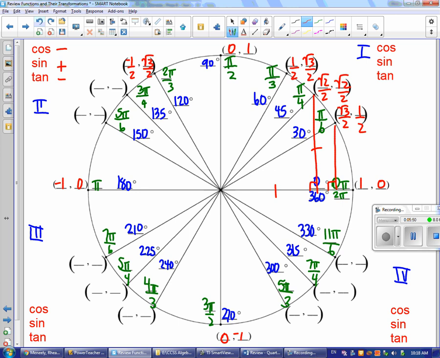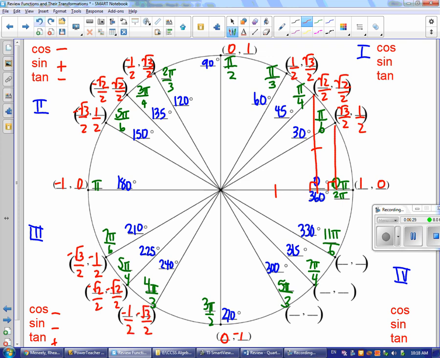My pi over 4s, again, it's going to be negative square root of 2 over 2, positive square root of 2 over 2. My pi over 6s, it's going to be negative square root of 3 over 2 and positive 1/2. When I drop down to quadrant 3, the cosine and the sine are both negative, but that means that my tangent is going to end up being positive. So in this quadrant, again, my pi over 6 is going to correspond to a square root of 3 over 2, and they're both going to be negative this time, and a negative 1/2. My pi over 4s, that's going to be a negative square root of 2 over 2, and another negative square root of 2 over 2. This is going to be a negative 1/2 and a negative square root of 3 over 2.